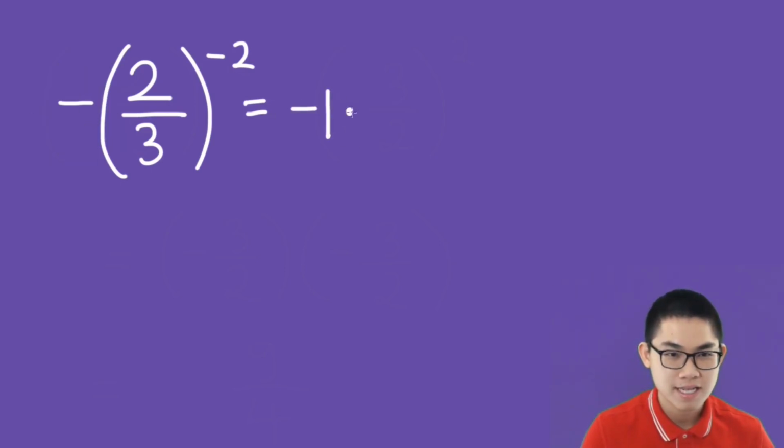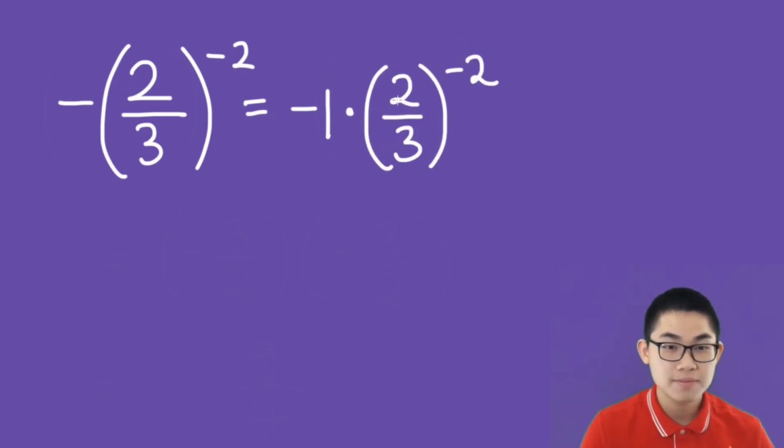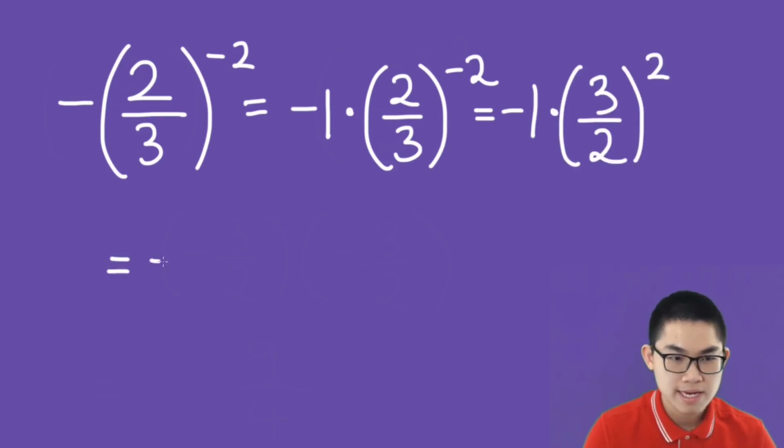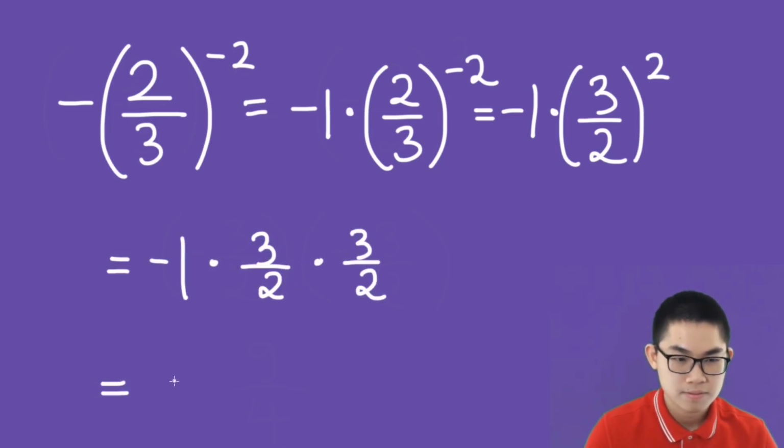Let's do one last one. We have negative 2 over 3, but this time the negative sign is outside of the brackets, and 2 over 3 to the power of negative 2. Remember the rule: if you have a negative sign outside the bracket, the answer will always be negative. We have negative 1 times 2 over 3 to the power of negative 2. Then we flip the 2 over 3 to get negative 1 times 3 over 2 to the power of 2. This would be negative 1 times 3 over 2 times 3 over 2. 3 times 3 gives you 9, and 2 times 2 gives you 4.